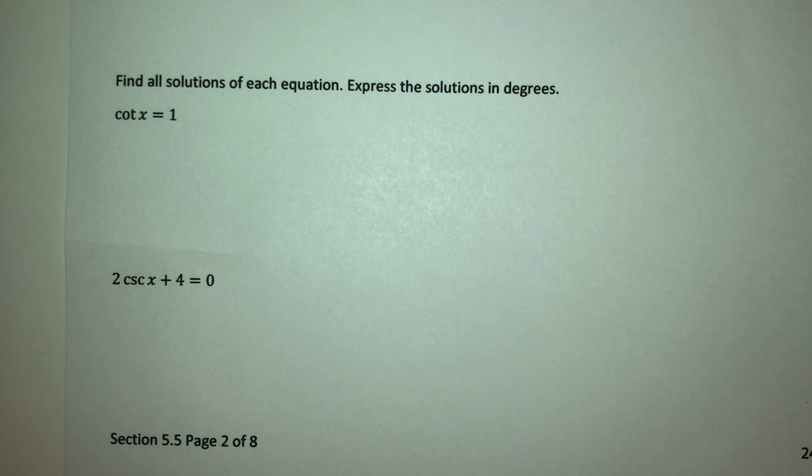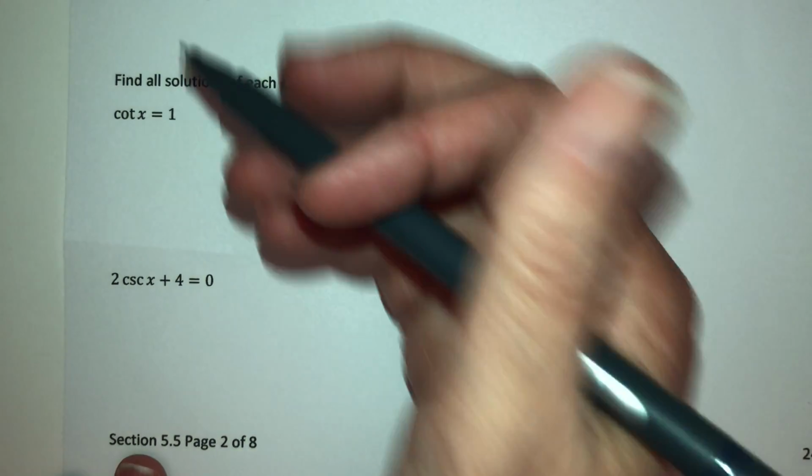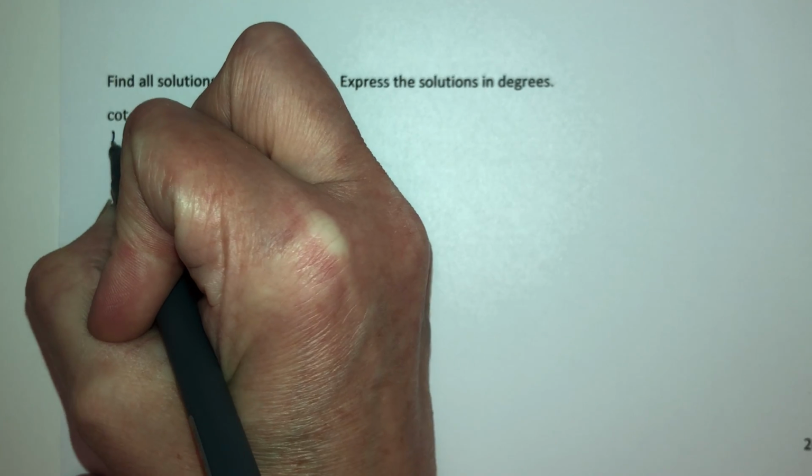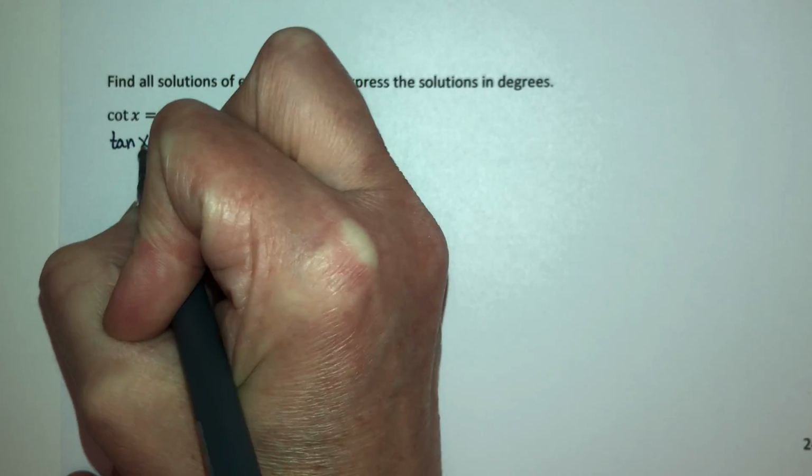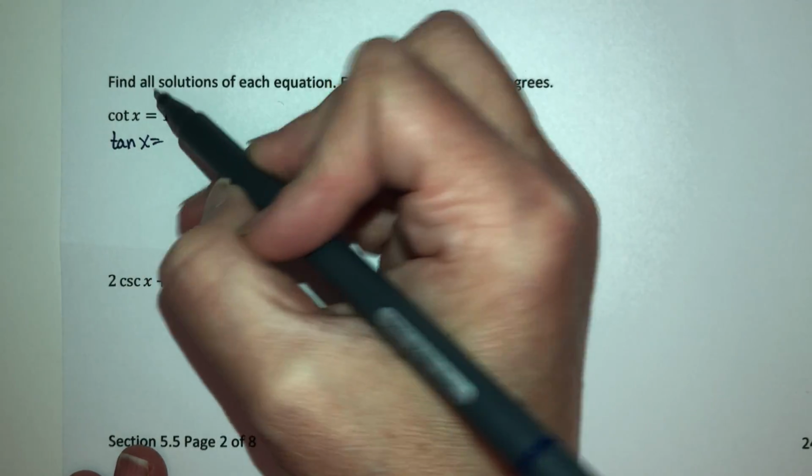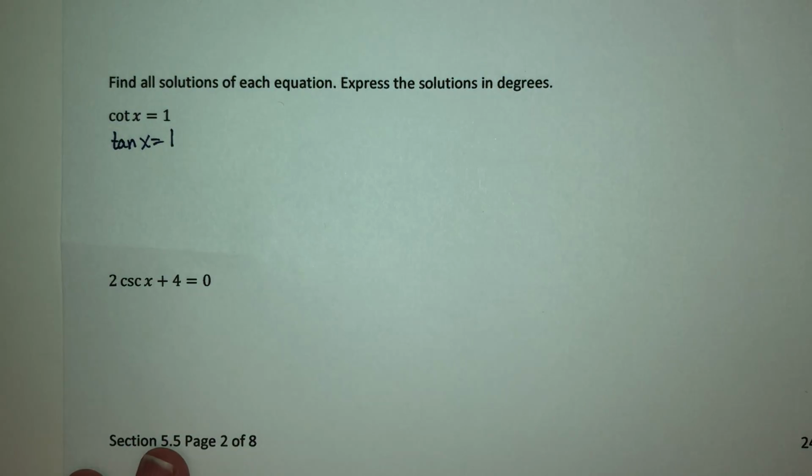This is part 2 of section 5.5. I want to find all solutions of each equation and give our answer in degrees this time. So I have cotangent of x is equal to 1. And this means that tangent of x is equal to the reciprocal of 1, which is just 1.